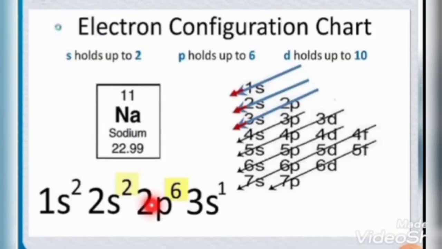Students, after 2p has completely filled with 6 electrons, the additional electrons will fill in the 3s subshell. The s subshell has a maximum of 2 electrons. So the electronic configuration of sodium is 1s2, 2s2, 2p6 and 3s1. Here the p subshell has completely filled with 6 electrons.